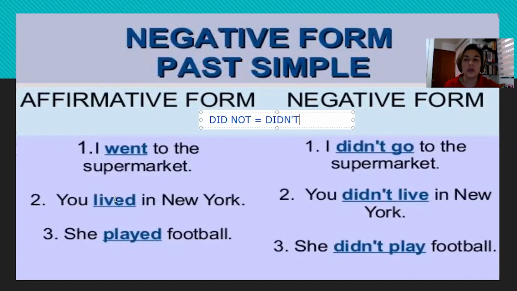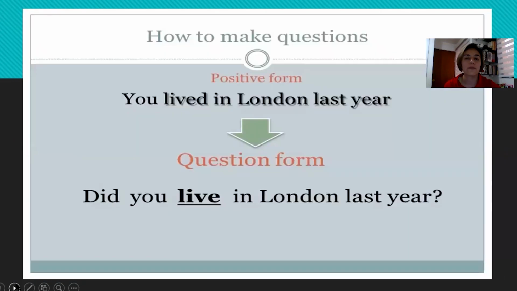Remember, when you change the affirmative to the negative, it's not necessary to write the verb into the past. You conserve the verb in the simple form because you already have the auxiliary, my kids. Yes? You have the auxiliary, so it's not necessary to repeat the verb in past. Okay, let's go to the next.